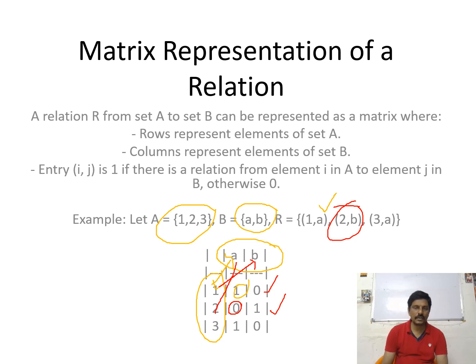The number of elements in set A represents the rows of the relation matrix, and the number of elements in set B represents the columns. So how many rows here? 3 rows and 2 columns. It can be represented as a 3 by 2 matrix. Clear? This is the matrix representation of a relation.